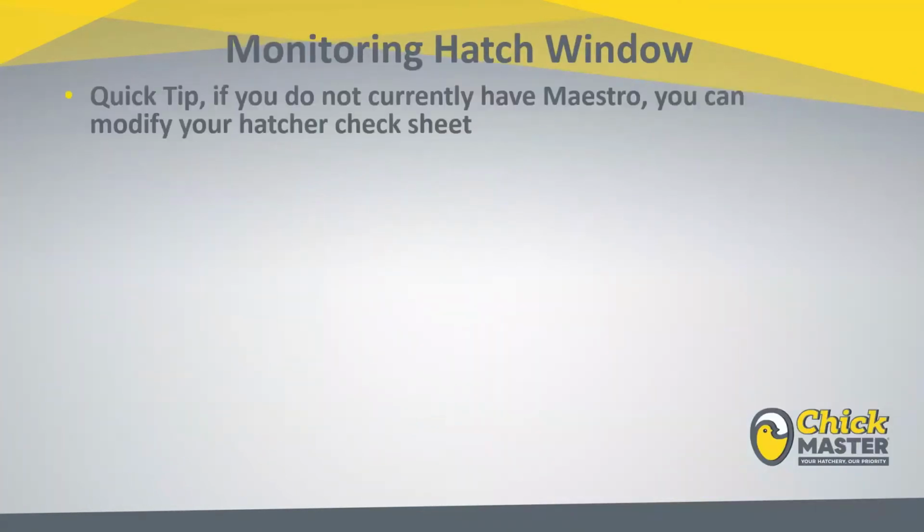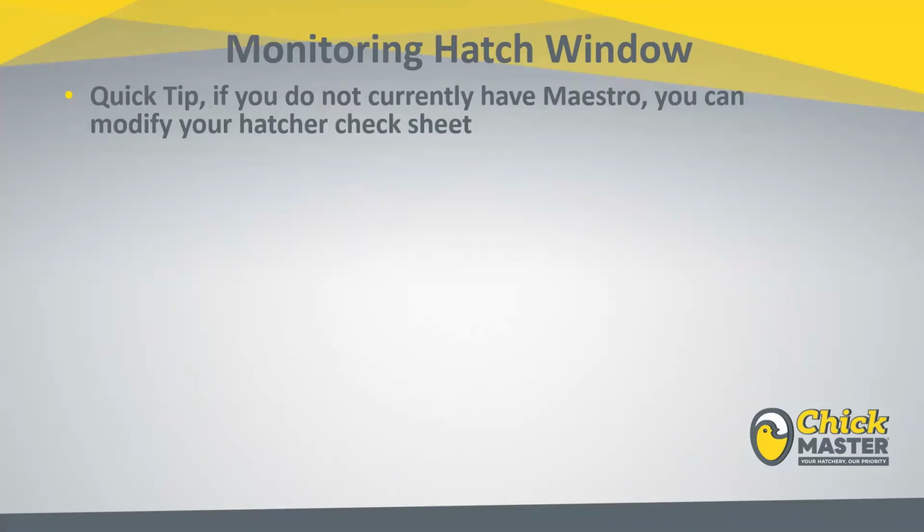When we talk about monitoring, also a quick tip: if you do not currently have Maestro, we'll oftentimes see hatcheries that use check sheets hanging on a clipboard on the front of a hatcher machine, and someone goes around every couple or 3 hours and documents the temperature and the wet bulb and things of that nature. If you have old controls and you're not capable of communicating with Maestro, control upgrades are obviously a good step in the right direction, but you can also modify the sheet.